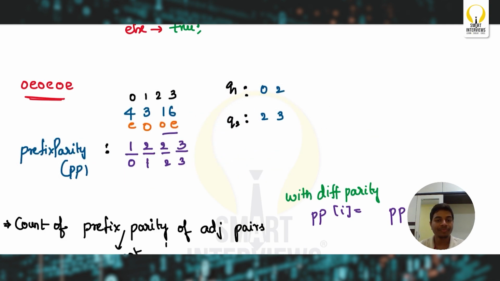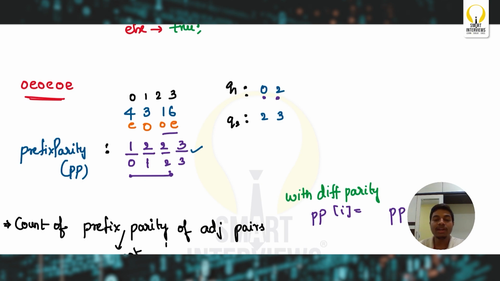As we're already having this prefix parity, with the help of this prefix parity we are going to say whether a particular subarray is a special array or not. So for 0 to 2, if it should be a special array, that means none of the adjacent pairs should have the same parity. So if none of the adjacent pairs is having the same parity, obviously the count should be increased. Query 1 is starting from the 0th index to the 2nd index.